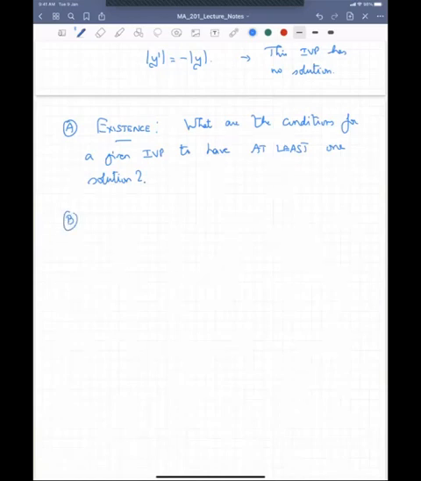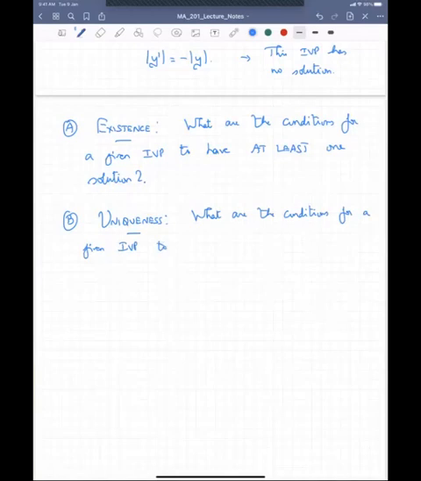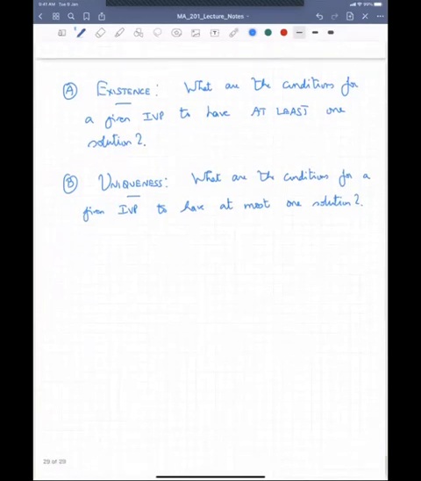The second question that you can ask is uniqueness. What are the conditions for a given IVP to have at most one solution? The second question is, what is the condition that a given initial value problem has only one solution? In other words, the solution is unique. So let us look at the existence first.